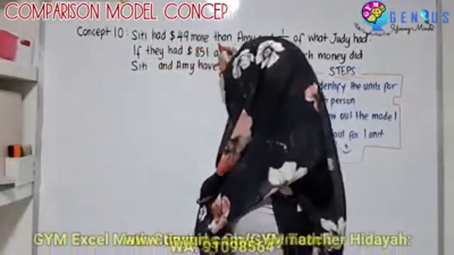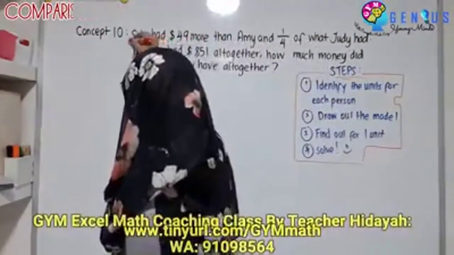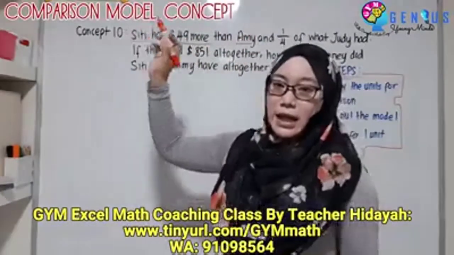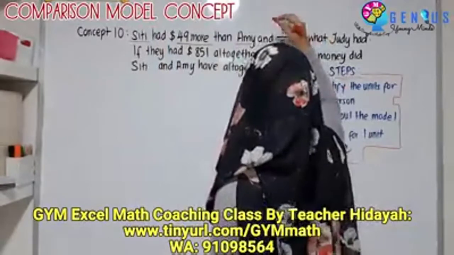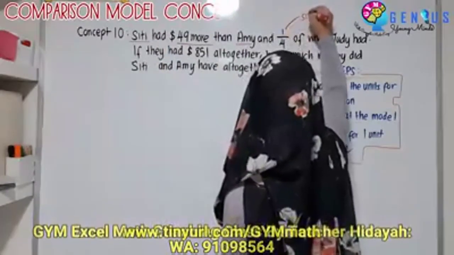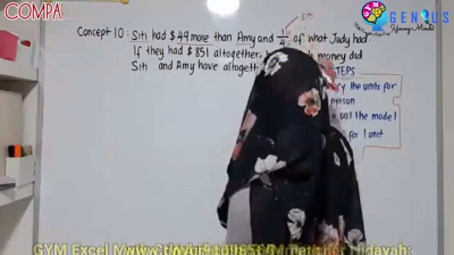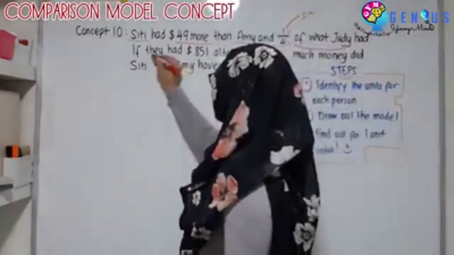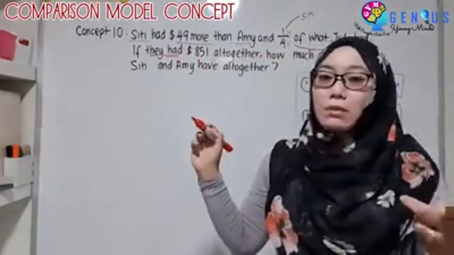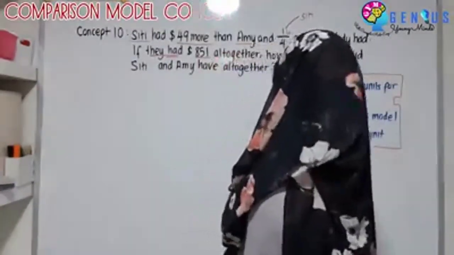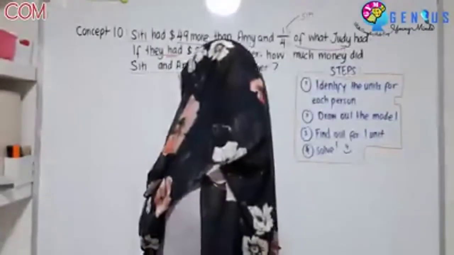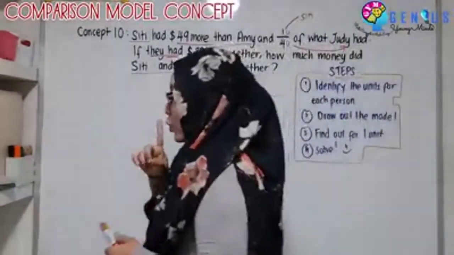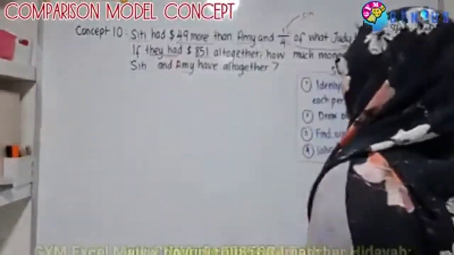Siti had $49 more than Amy, so I'm comparing Siti and Amy. Then I'm still comparing Siti, so this is still Siti, and Siti and Judy, so this is Judy. They means Siti, Amy, and Judy, 851 altogether. How much money did Siti and Amy have altogether? That's the 2 girls. So now let's try to draw out the model.